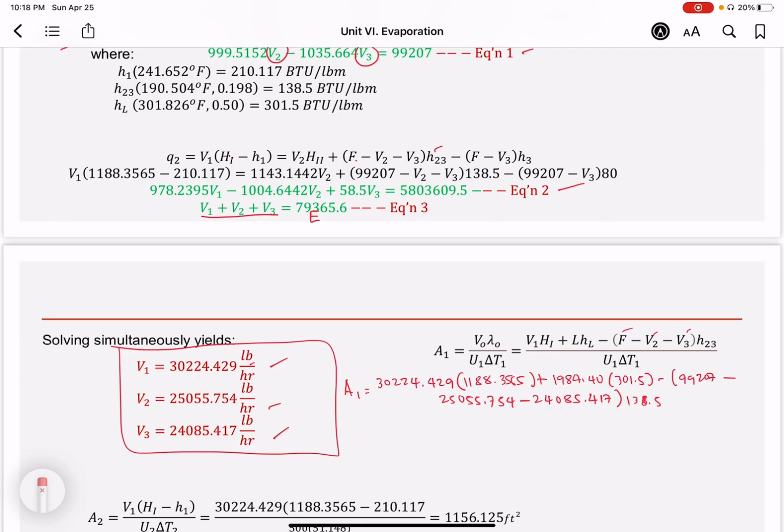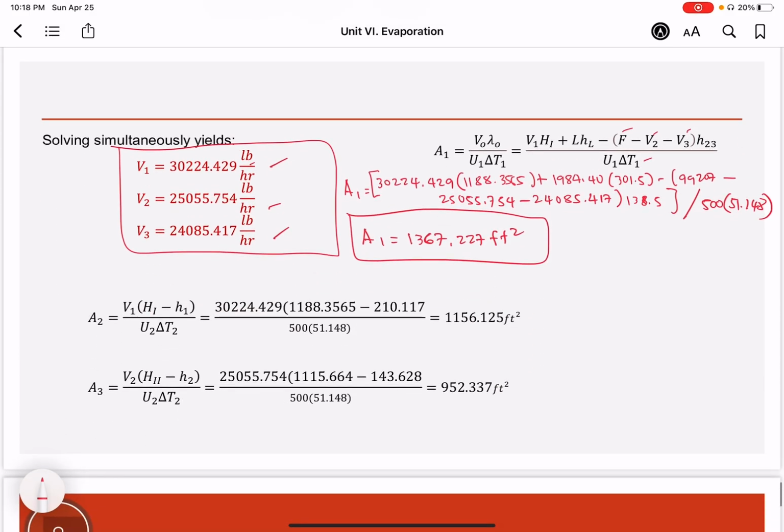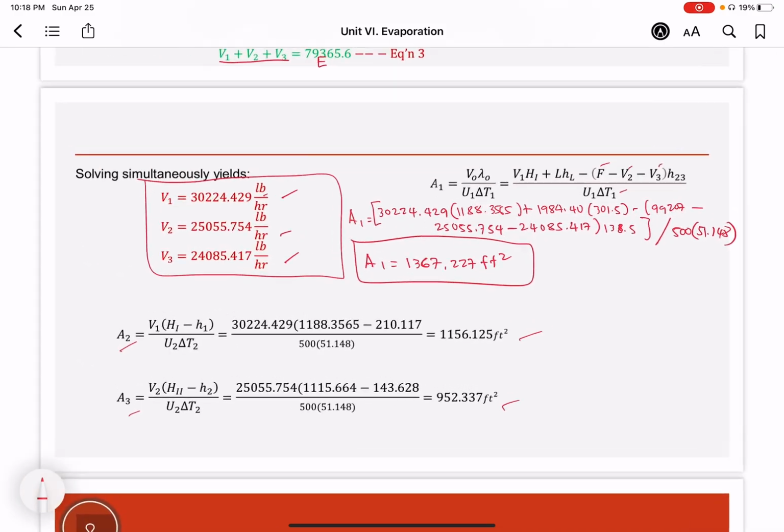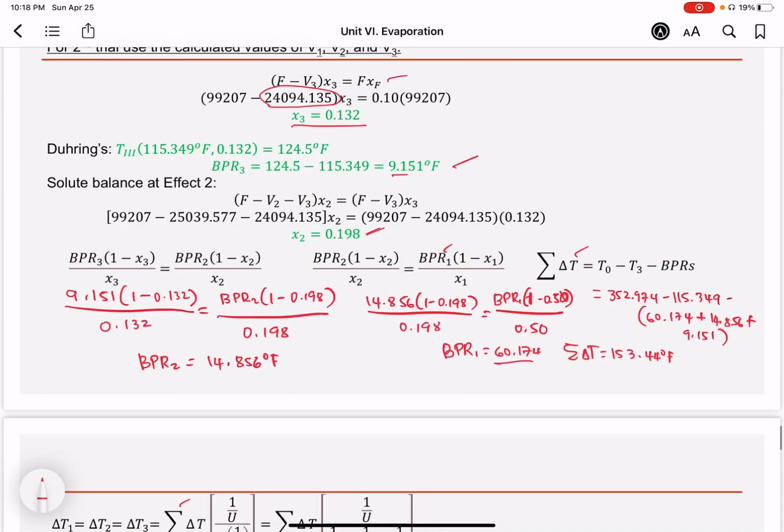And everything divided by U1 delta T1, which is 500 times the delta T1 of 51.148. Finally, you get A sub 1 to be around 1367.227 feet squared. So same computation for your A2. We get 1156 and A3 to be 952. Okay? So that's how you compute or calculate any parang.